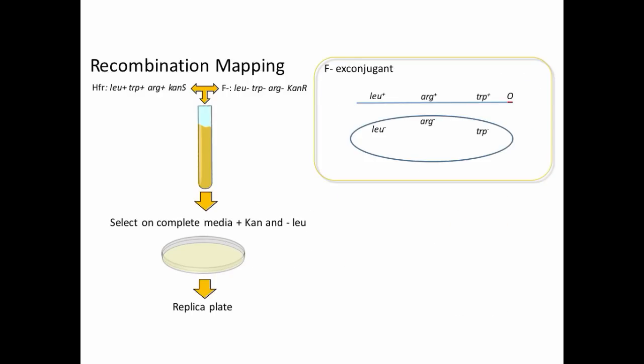So again, we plate on media with kanamycin to specifically select for F- cells, and then we plate on media lacking leucine to select for F- X conjugate cells that have received the entire region of interest, where we know that leucine is the last marker to be transferred over during conjugation. And then we replica plate on different conditions to analyze the different genotypes of those cells we've selected for, which will give us information about the frequency of crossovers between the different markers.